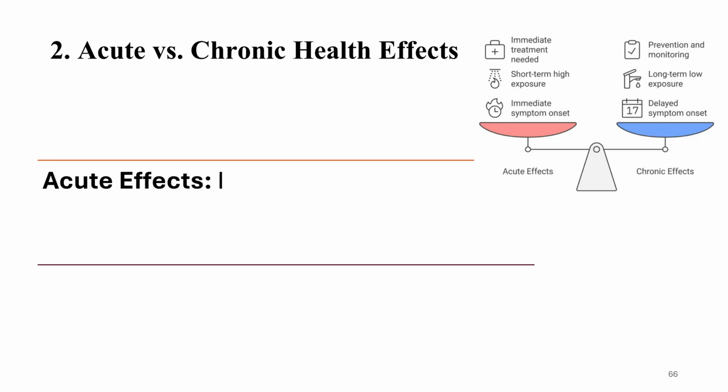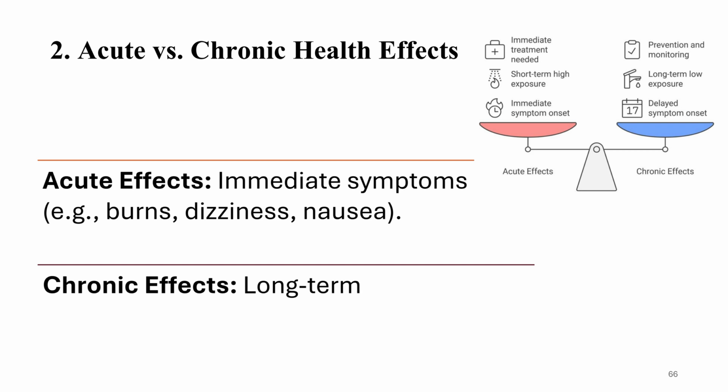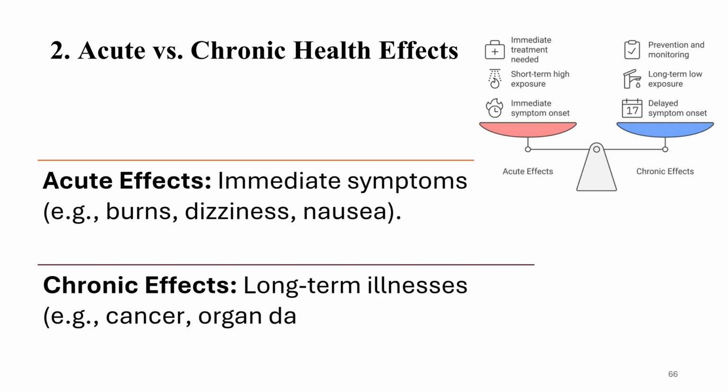2. Acute versus chronic health effects. Acute effects, immediate symptoms, for example burns, dizziness, nausea. Chronic effects, long-term illnesses, for example cancer, organ damage, respiratory diseases.